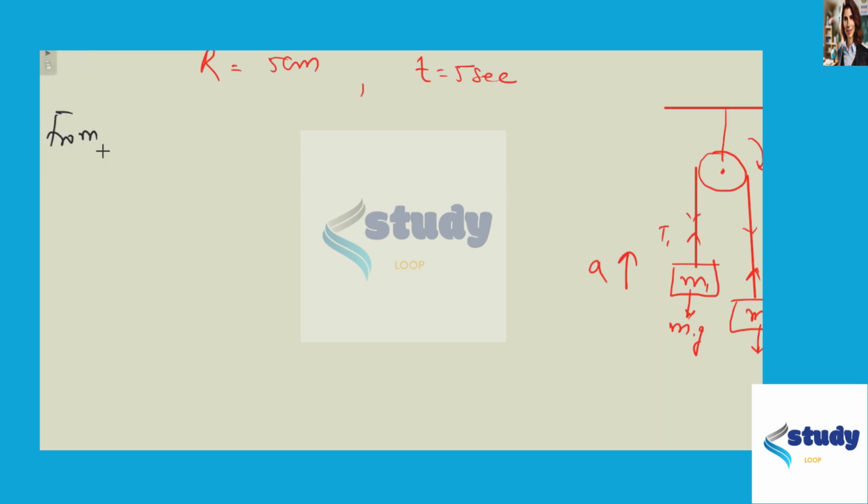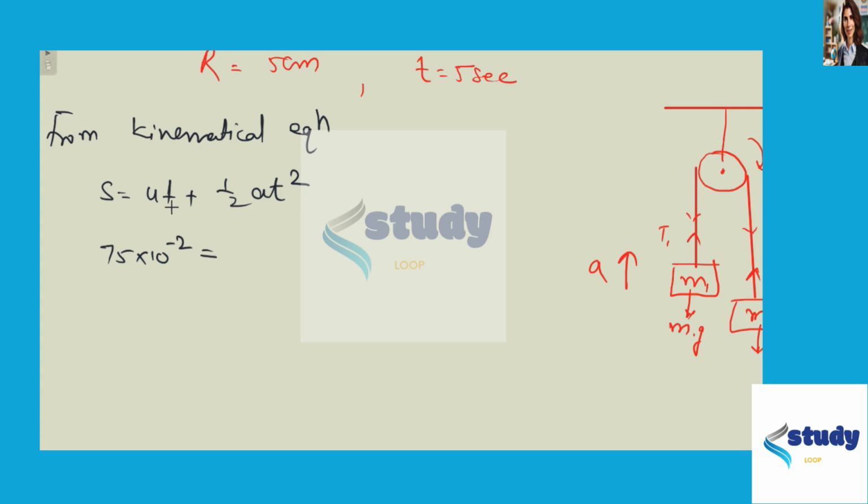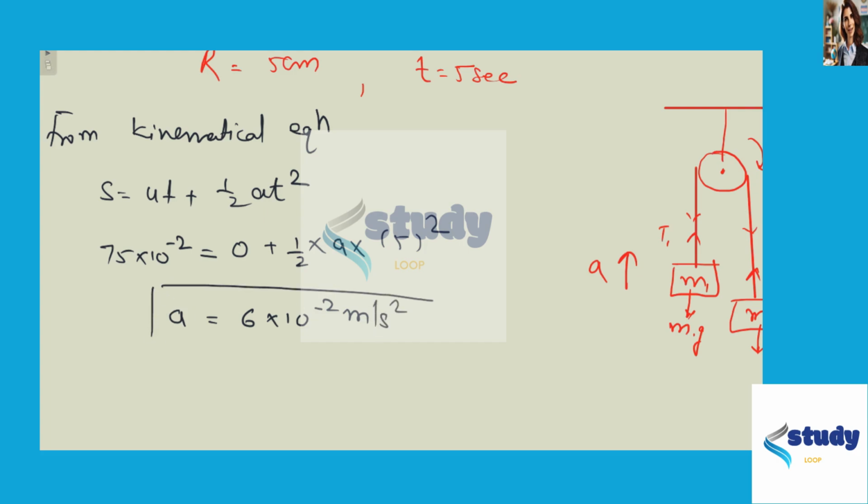So I can say from the kinematical equation, that is S equals ut plus half at square. Now S is given to us, that is 75 cm, so this is 75 into 10 to the power minus 2, and initially it is at rest, so 0 plus half of a into time, that is 5 seconds, squared. So from here we get the acceleration, and this comes out to be 6 into 10 to the power minus 2 meter per second square. So this is our answer for the first part of the problem.